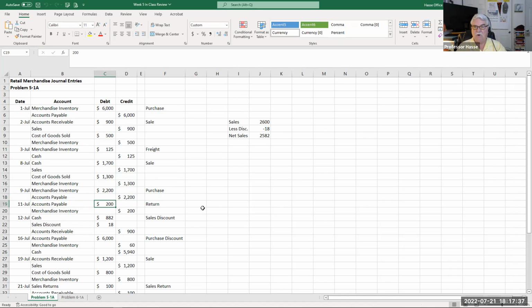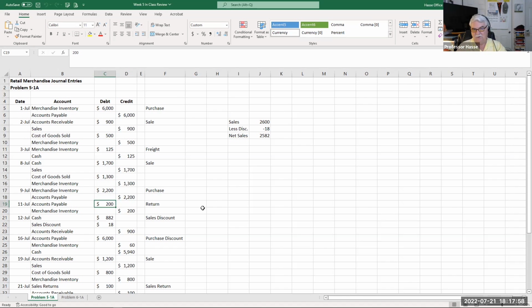So we make what is called a purchase return entry, where we lower accounts payable by the returned merchandise, $200 debit, and we lower, or credit, inventory because we're returning part of that $2,200 back to the vendor because we didn't like it. We're returning it.